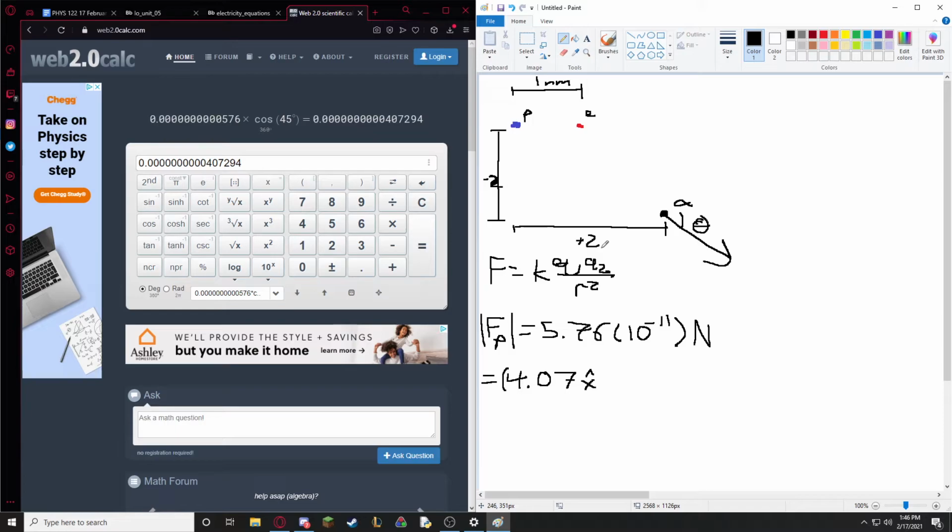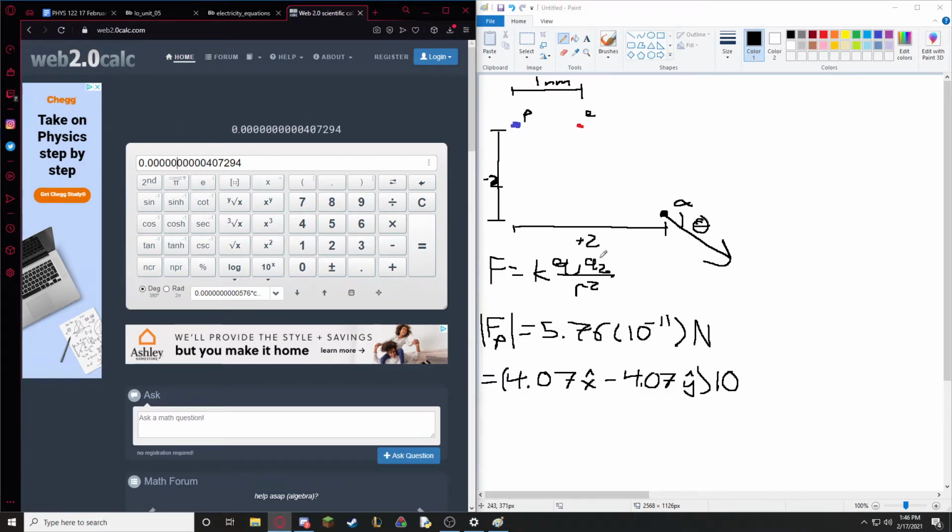If we use cosine to get the x component, how do we get the y component? It would be sine. Yep, sine, and spoiler alert, sine of 45 is the same thing as cosine of 45. So we know it's going to be the same magnitude. It's going to be 4.07 in the x hat direction, 4.07 in the y hat direction, but because it's down to the right, it's going to be negative 4.07 y hat, and then all of it times 10 to the minus 11 newtons.